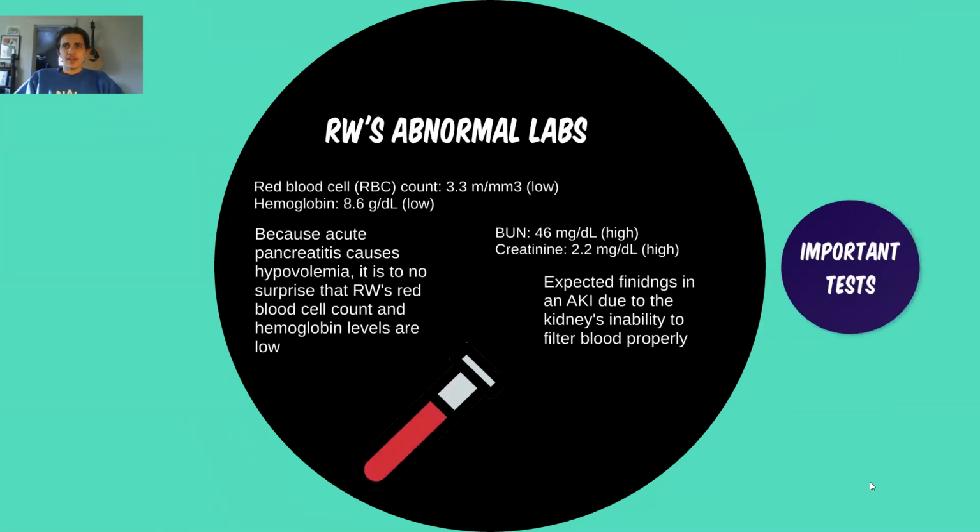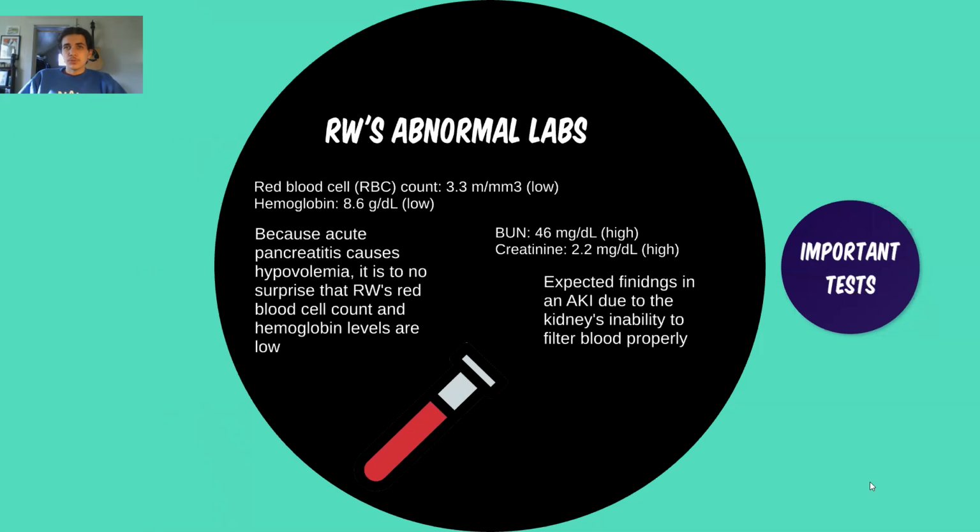Let's move on to laboratory data. So let's look at RW's abnormal labs that we found. So his red blood cell count and his hemoglobin were both really low. So because acute pancreatitis causes hypovolemia, it's no surprise that RW's red blood cell count and hemoglobin levels are low, right? So hypovolemia, less blood means less red blood cells, less hemoglobin. Makes sense. And then we also saw that his BUN, so these are basic lab tests that we'd be taking in the hospital. His BUN and creatinine were both really high.